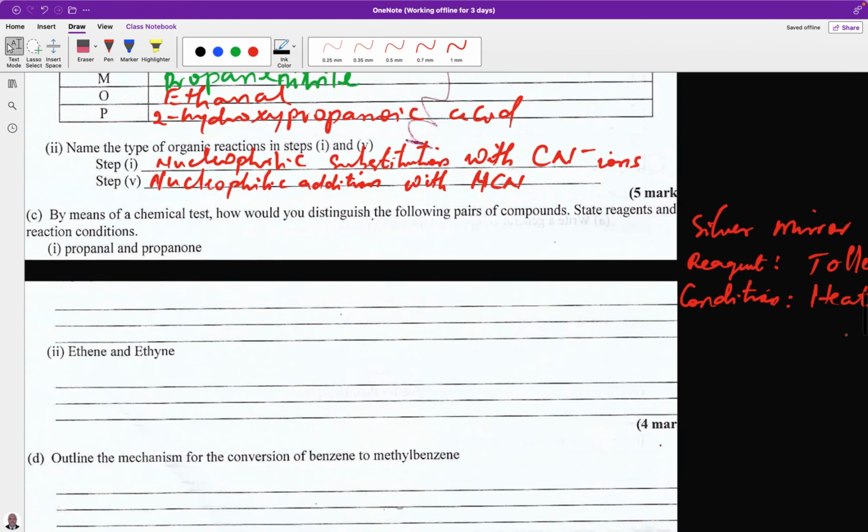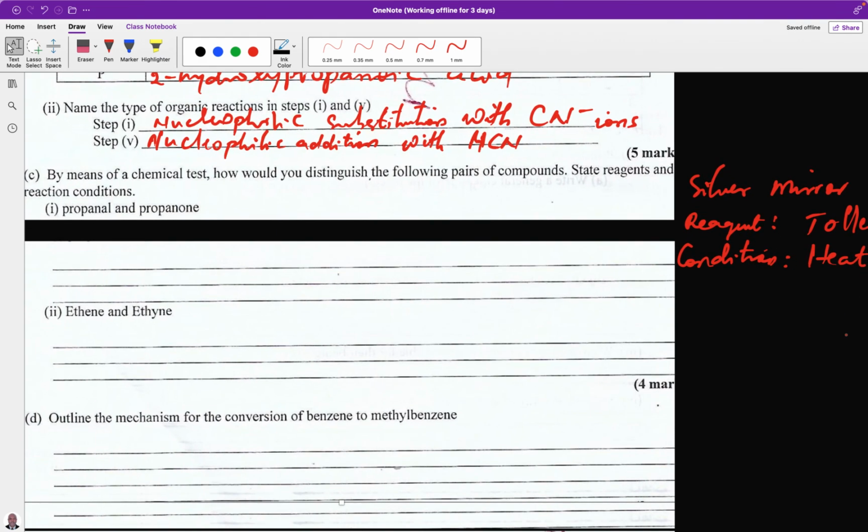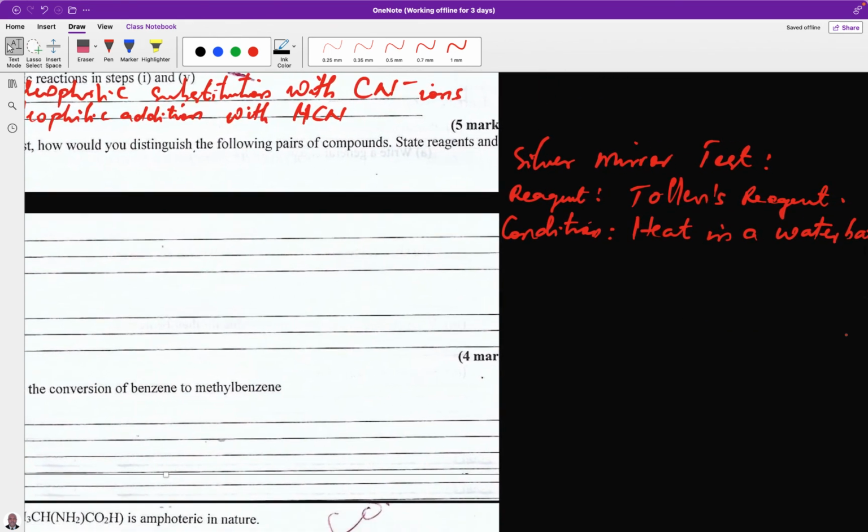Now, in describing it, you can say with propanal, after warming the mixture, a silver mirror is formed on the inside of the test tube. There are two test tubes. Test tube A contains propanal, and test tube B contains propanone. With propanal, after heating the reaction mixture, a silver mirror is formed on the inside of the test tube, indicating that propanal is oxidized to propanoic acid and silver ions are reduced. But with propanone, there is no reaction. That's all.